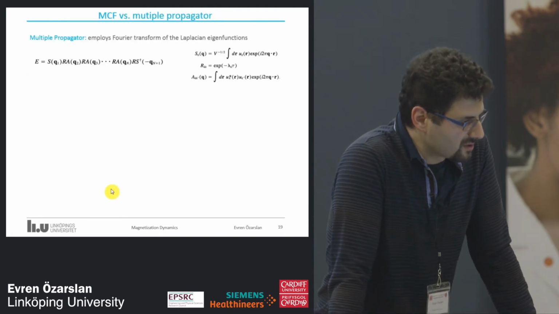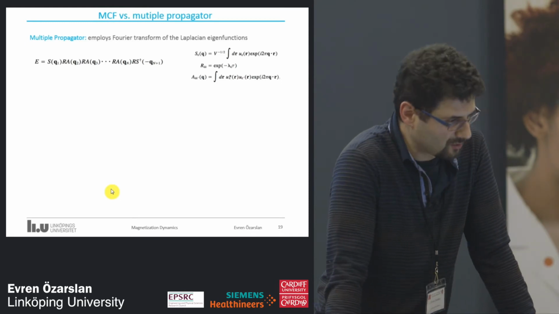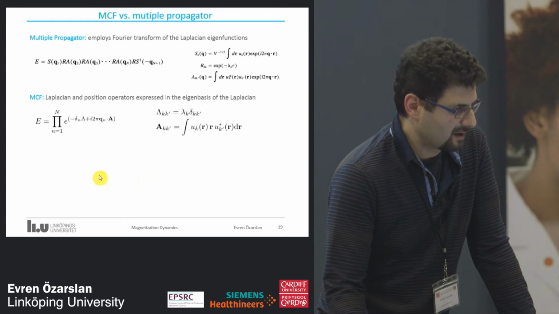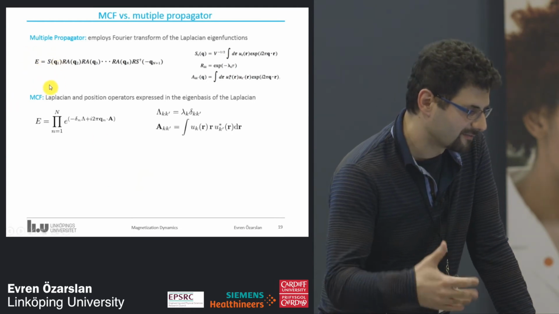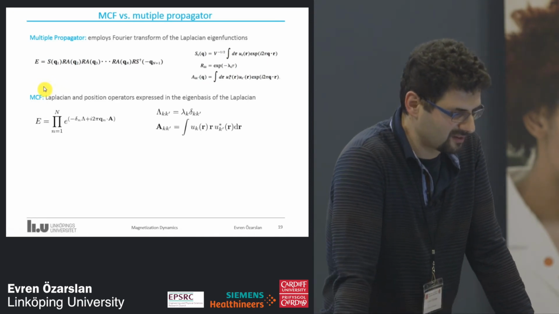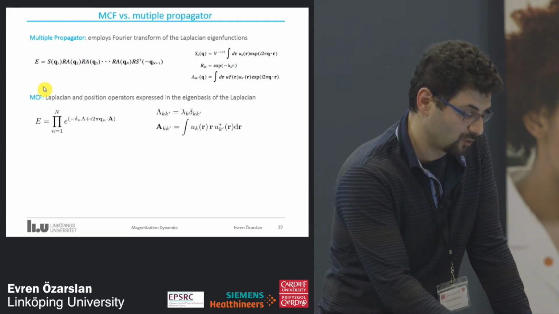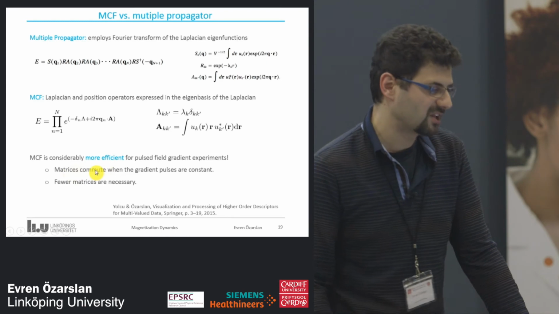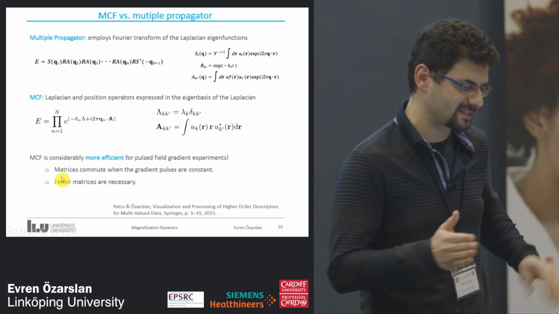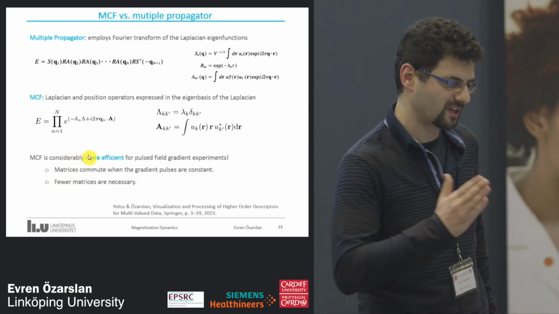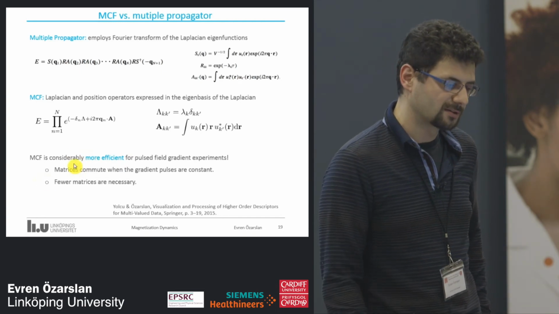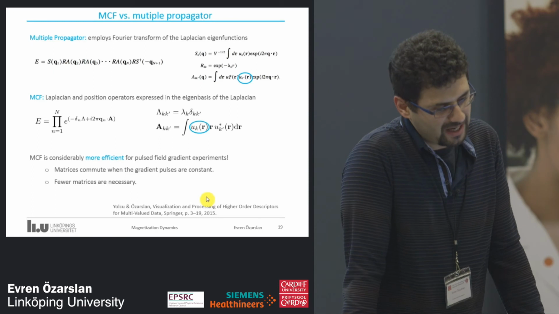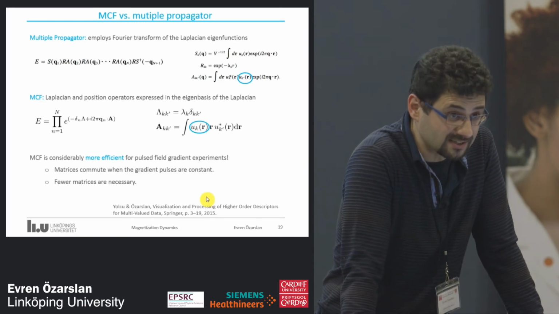Then the question is, what is the difference between the multiple propagator approach, which is also based on a matrix product I mentioned earlier, and the MCF method? I also implemented this until I found out about the MCF method. It was working well, but the MCF method is quite a bit more efficient, especially for pulsed field gradient methods. This has to do with the commutation relations of these matrices. You don't have to do any slicing over a constant gradient in the MCF technique, so a very small number of multiplications would suffice for pulsed field gradient measurements. It's discussed in this book chapter. Both of these approaches, though, are based on the eigenfunctions of the Laplacian.